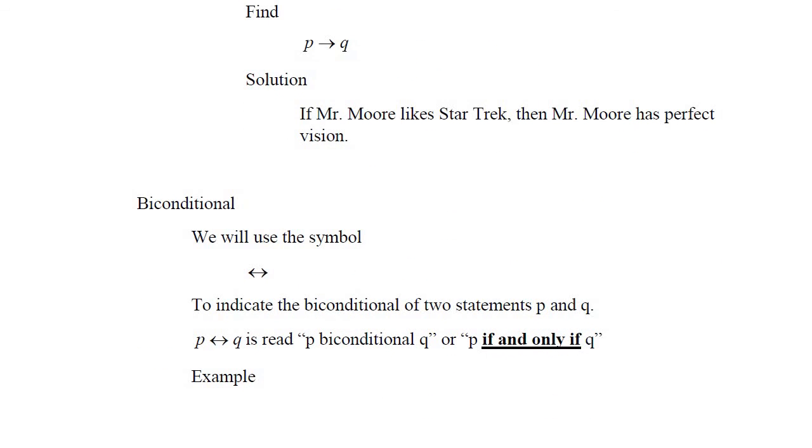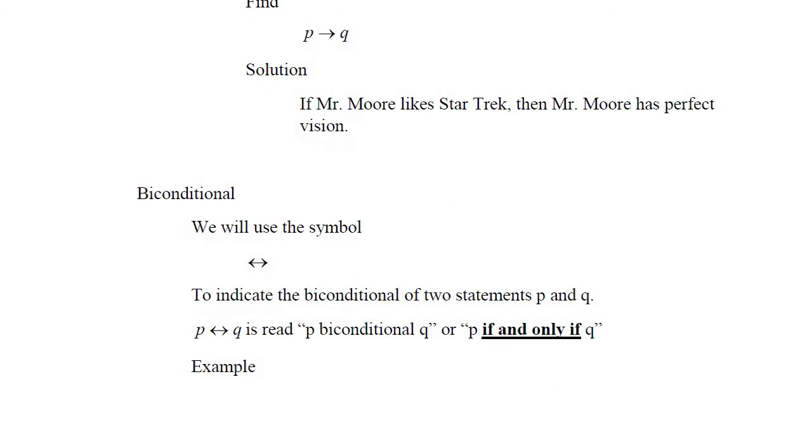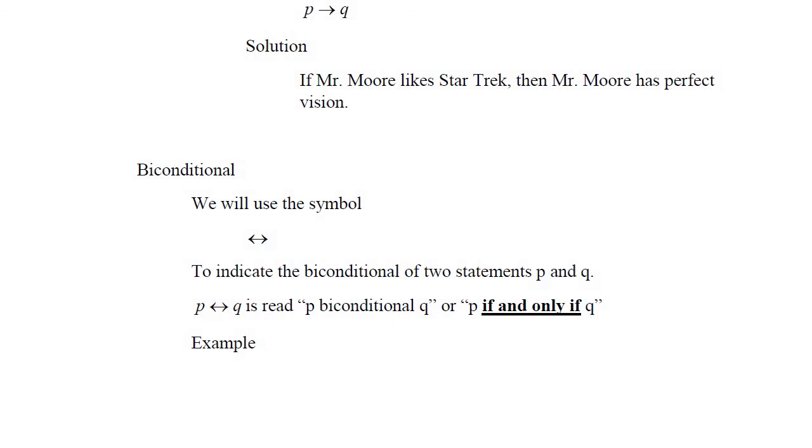Now let's take a look at the biconditional. This is going to be our last connective for today. So the biconditional uses a double arrow to indicate the biconditional of two statements. That is going to be read P if and only if Q, or P biconditional Q.